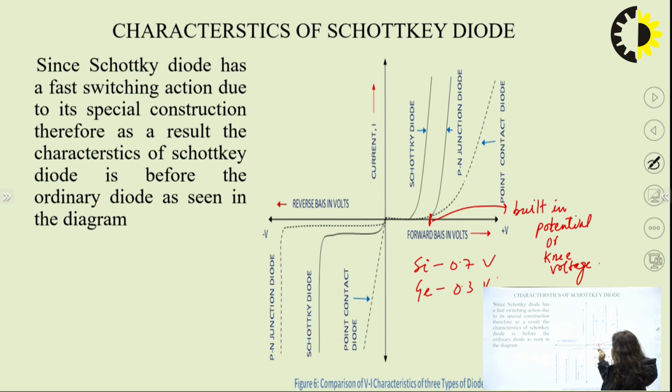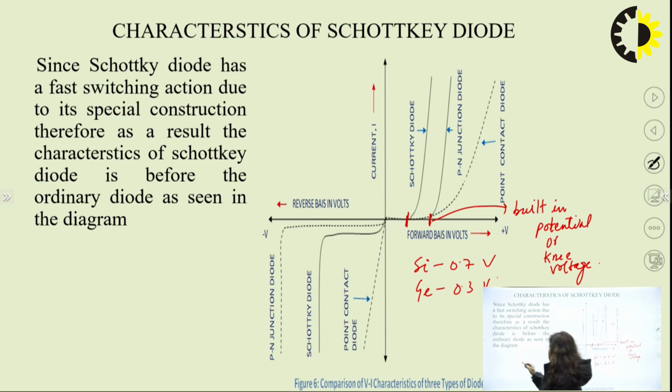So up to this point the current will not increase, but after this point, when you increase the voltage crossing the knee voltage of 0.7 or 0.3, whatever semiconductor device you are using, in that case the current starts drastically increasing. So you can compare the Schottky diode with the PN junction diode. In the Schottky diode, the knee voltage is lesser as compared to the PN junction diode.